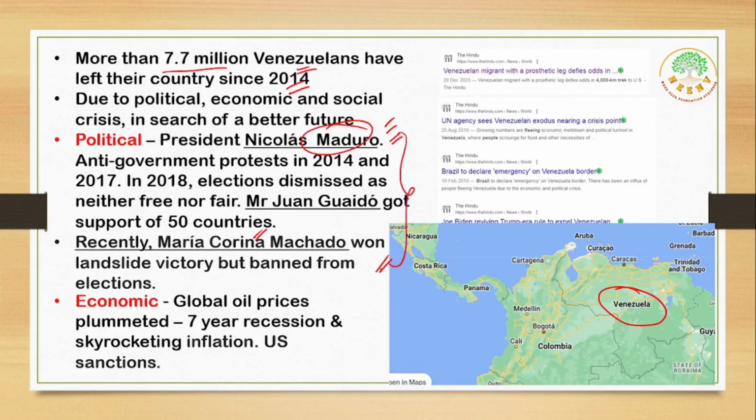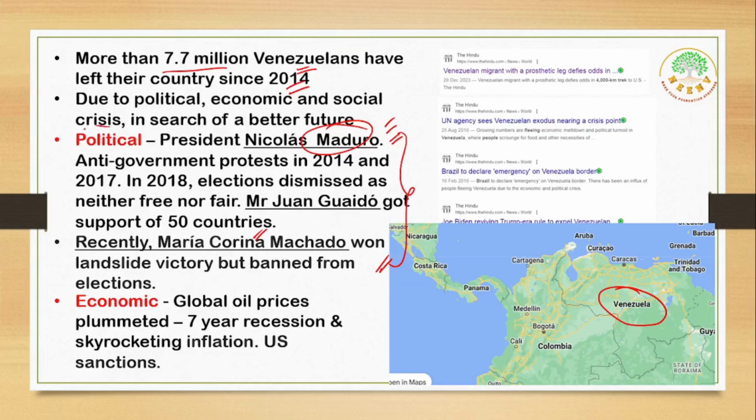At the same time, Venezuela is a country which is blessed with a lot of oil resources. And because of the fall in the global oil prices 5-6 years back, the country fell into recession. Why? Because most of their income was from the export of oil, and the global oil prices fell, so their income fell. The country went into recession, and it also led to skyrocketing inflation. So on one side there is recession, on the other side there is inflation.